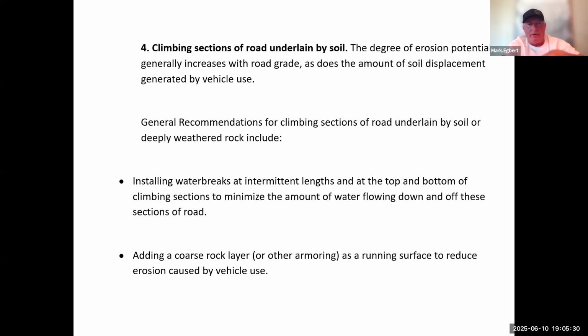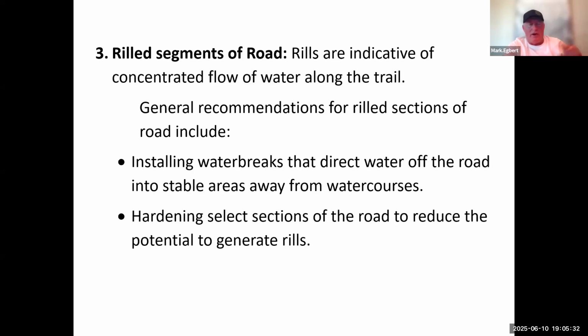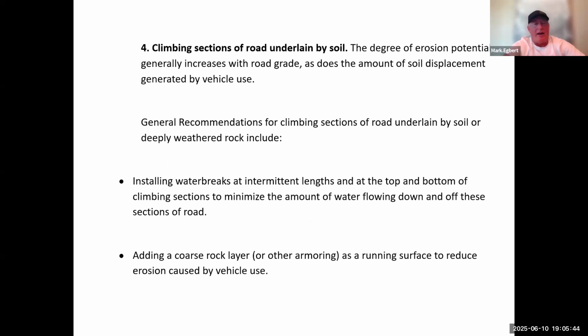And I'll say one of the recommendations would be, all these water breaks, water bars, all those things, but also hardening. This is where it starts coming into hardening. And Susie went over a lot of different ways that you can armor or harden the road surface. And that's where I go into this fourth section, where you have topographical changes of the road, where you have steep sections.